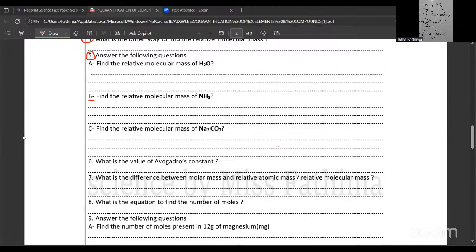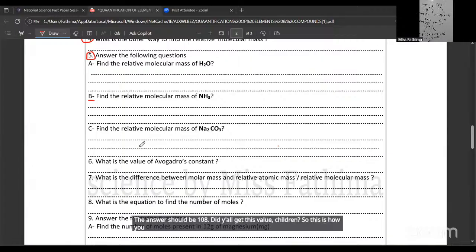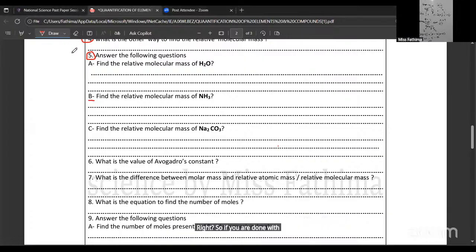I'm sorry. So the answer is 108. The answer should be 108. Did you all get this value, children? So this is how you find the relative molecular mass, right? So if you are done with this, you are feeling comfortable to answer this question, that is great, right? So this is one of the basic things that you have to know out of this lesson.